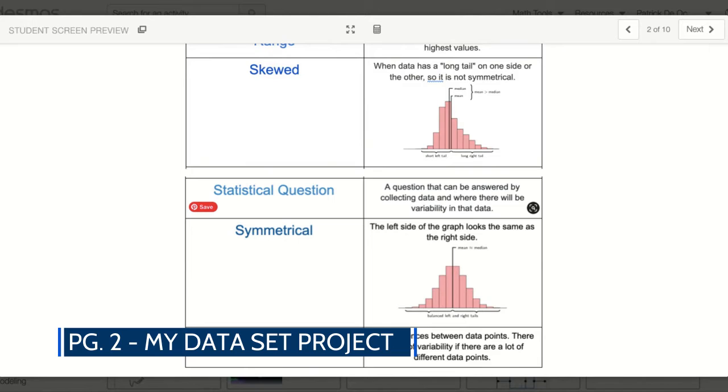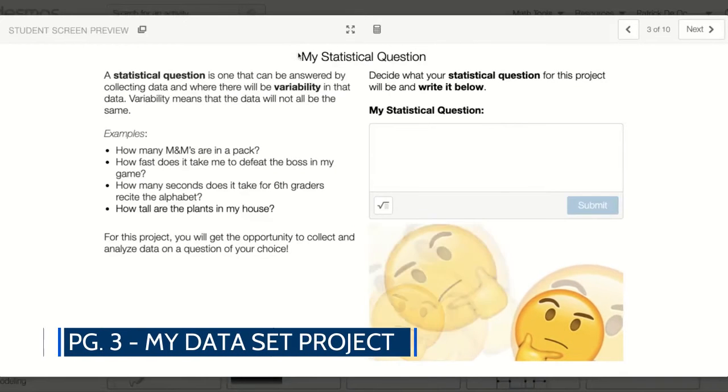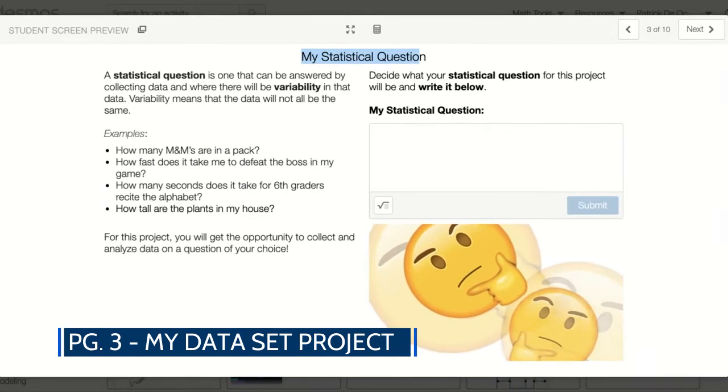Variability. Variability is the differences between data points. For example, there is a lot of variability if there are a lot of different data points. That is page 2. Page 3. The title is My Statistical Question.